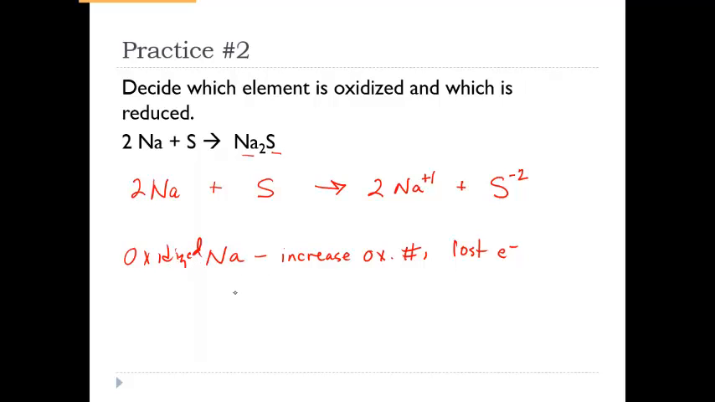And we also have sulfur, which by default is going to have to be reduced, but let's make sure it works. We have a gaining of electrons. We also see a decrease in its oxidation number. So we would have a reduced on that one. Remember, you can't have one without the other. So if you have something being oxidized, that means something does have to be reduced.